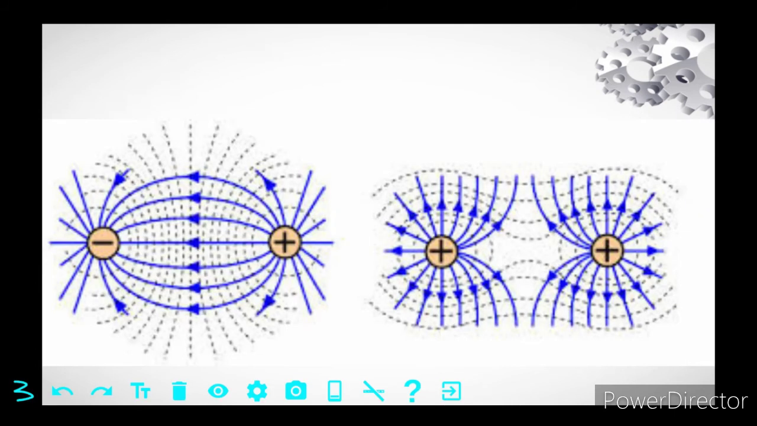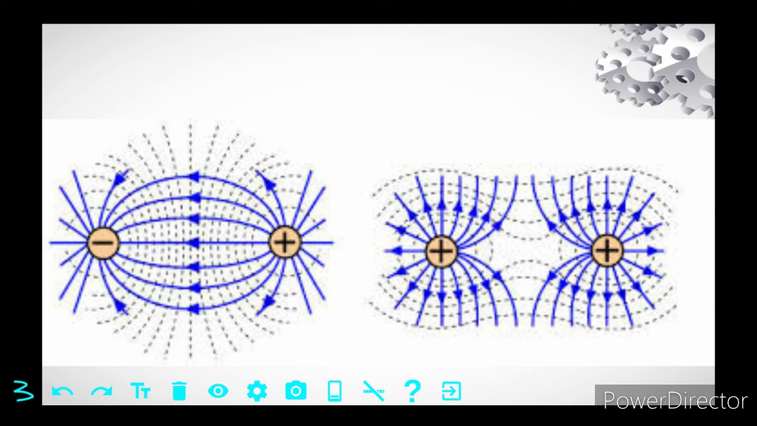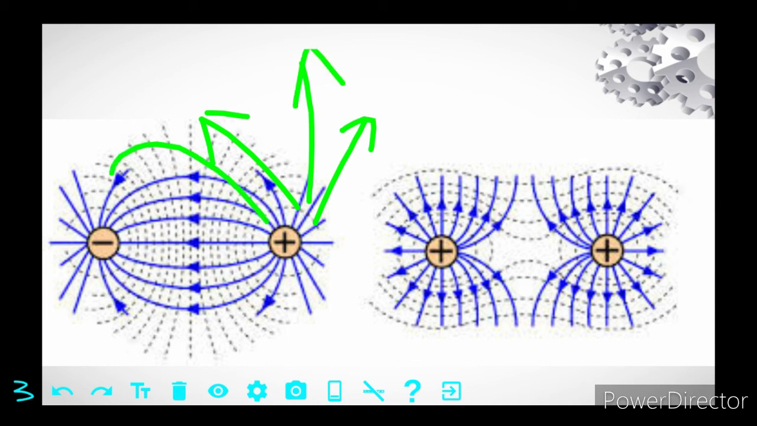As you can see in the first case, in the diagram on the left-hand side, the electric field lines are coming from infinity towards the negative charge. Electric field lines are entering the negative charge, as you can see in this manner. And electric field lines are going away from the positive charge towards infinity, and these field lines are coming towards the negative charge.